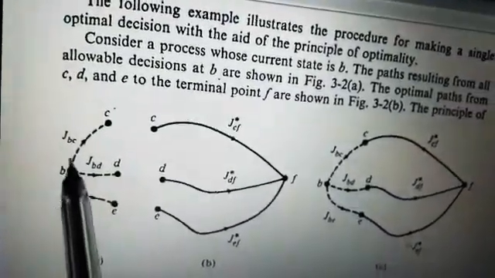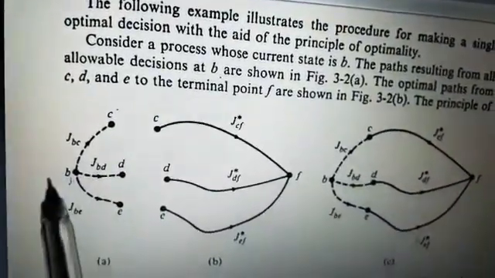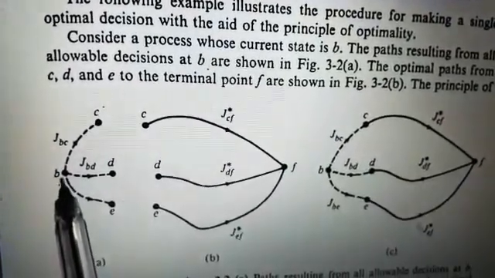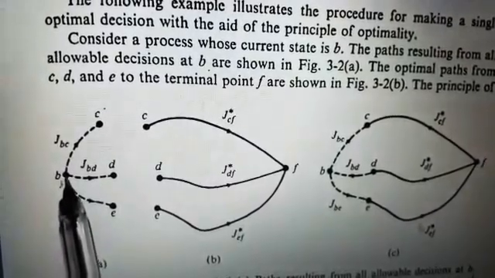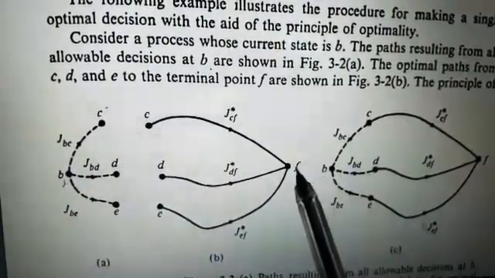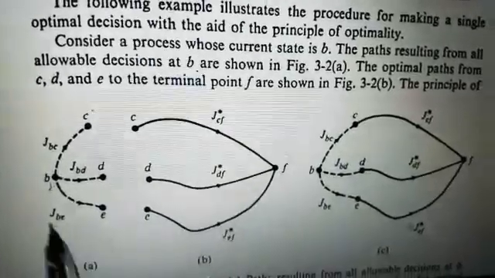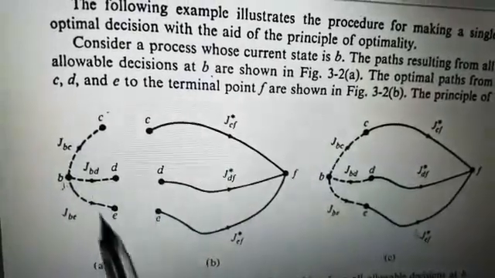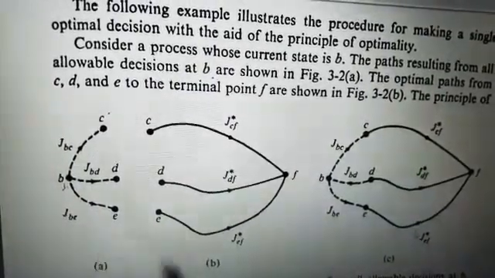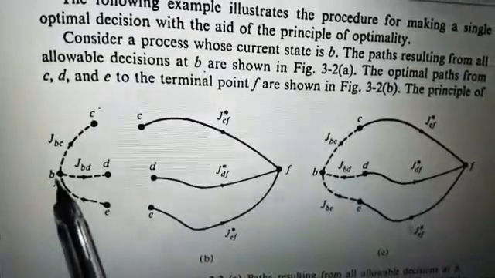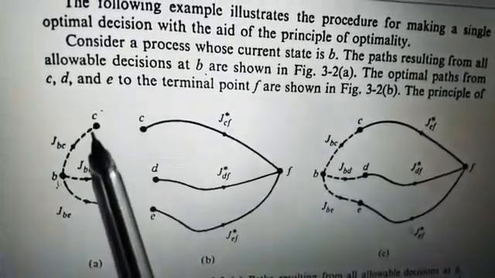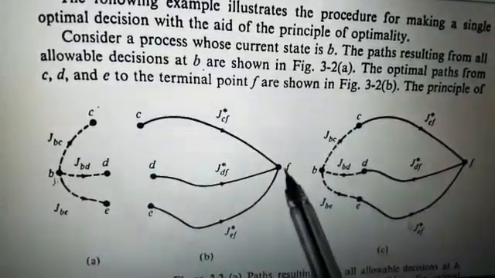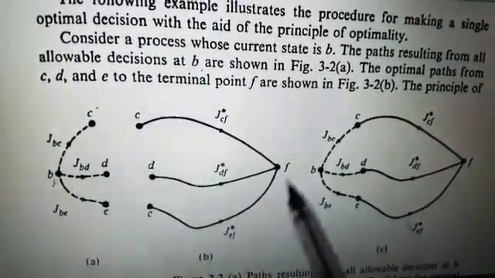We are considering the state at point B. B is the initial state, and F is the final destination, the final point. We have to consider the path from B to F. There are three paths available in figure A. We can consider B to C, then C to F, or B to D, D to F, or B to E, E to F.